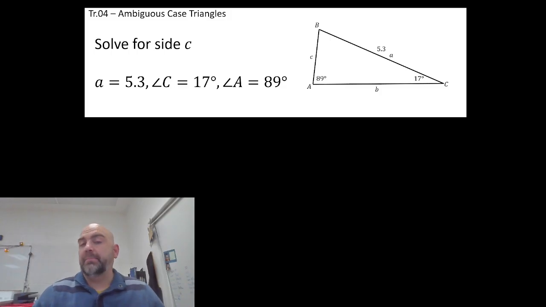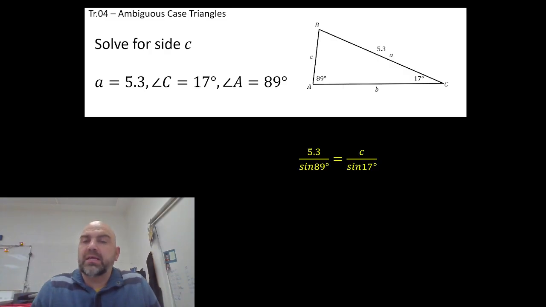We have big A and little a. That means that we can use sine law. And we have big C, so we can solve for little c when we plug everything into sine law. This is what it looks like here. We have 5.3 over sine of 89 is equal to c over sine of 17.